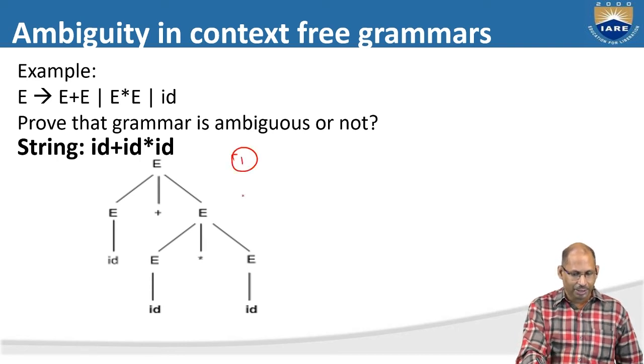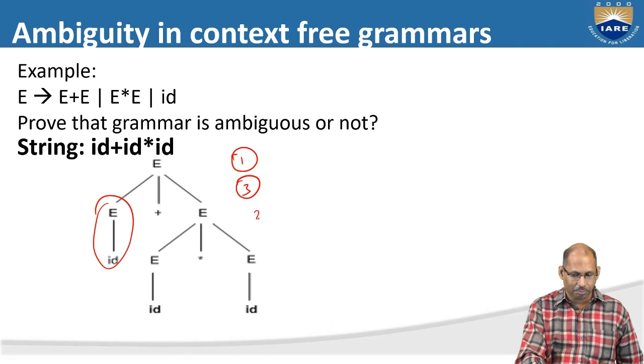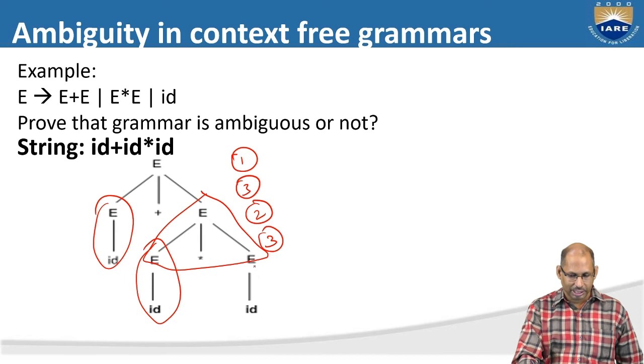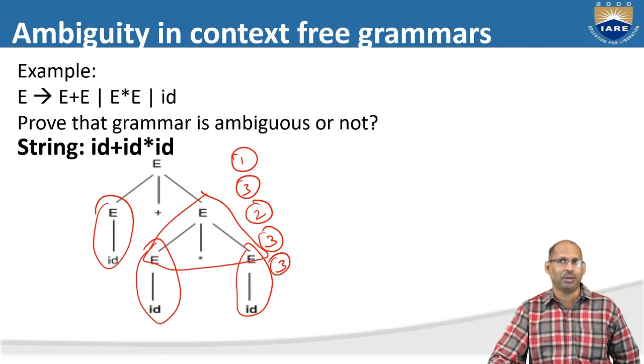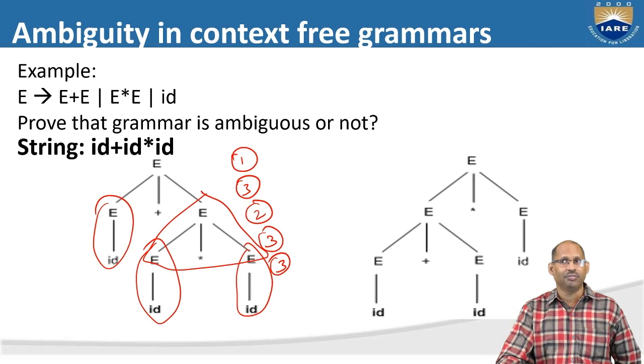Then we are applying production number 3, right? This is production number 3. Then we are applying production number 2, right? This is production number 2. Then we are applying production number 3, then again production number 3, and once again production number 3. So these are the derivation steps one by one. Now, here is one more.